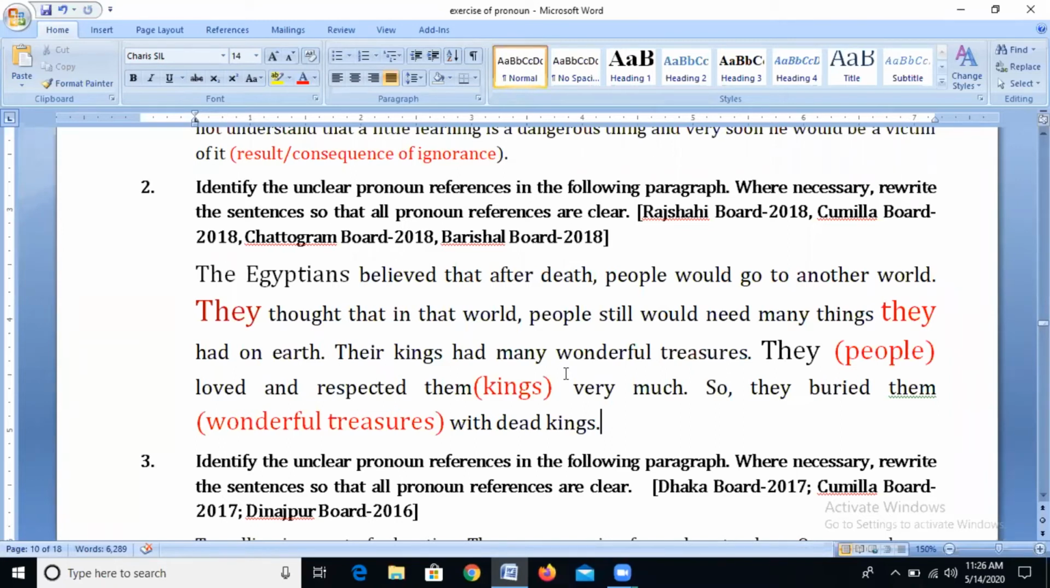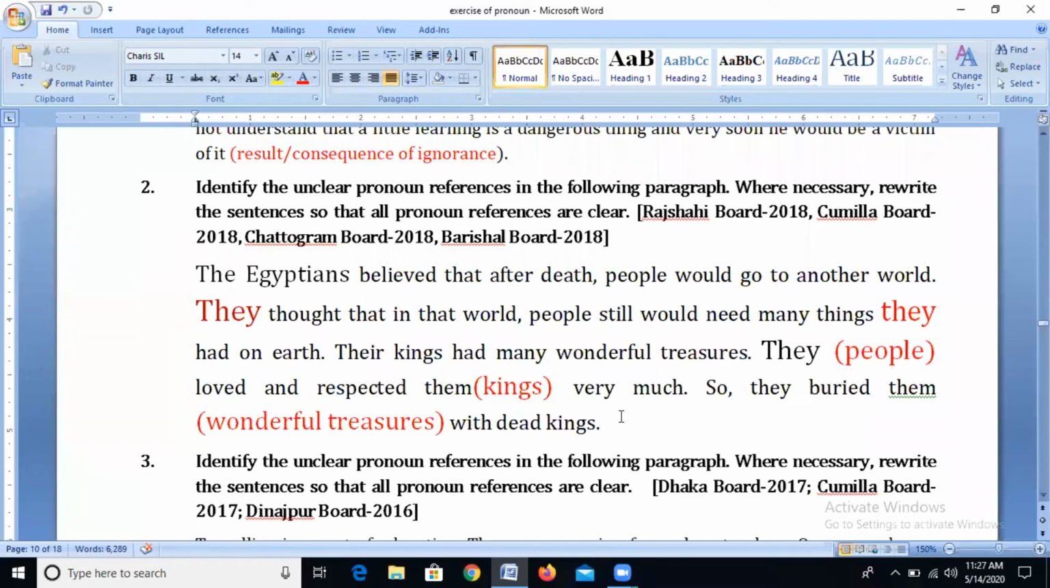And number two, you may have the right pronoun, but the use of the same pronouns repeatedly or several times in a single passage where we find several nouns may create confusion. You may feel confused. So how can you remove this confusion? You can remove this confusion by referring to the noun. Suppose this pronoun refers to people. This pronoun refers to kings. And this pronoun refers to wonderful treasures. This is called pronoun reference. Understand? You will find questions like this in your final exam.